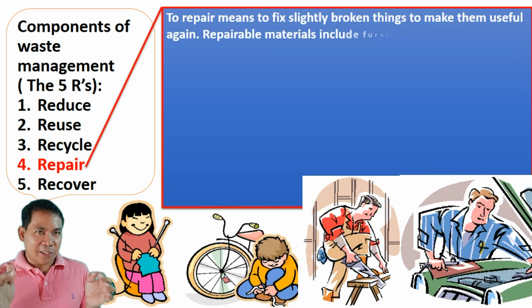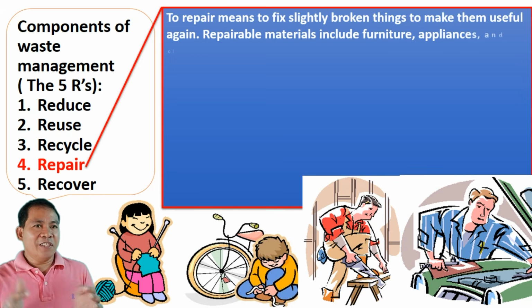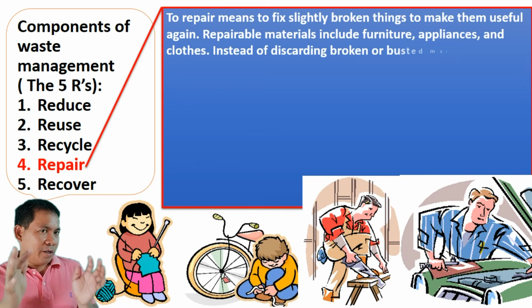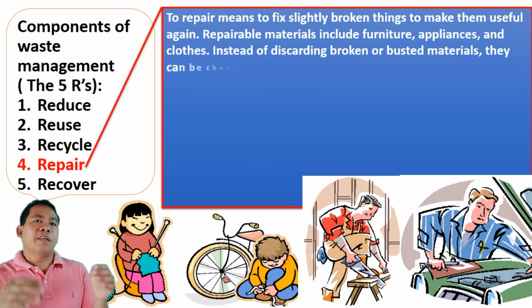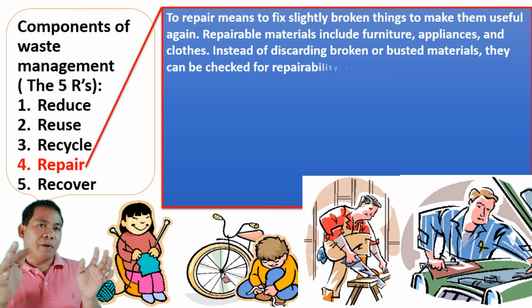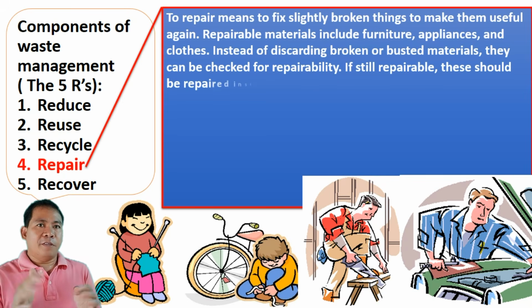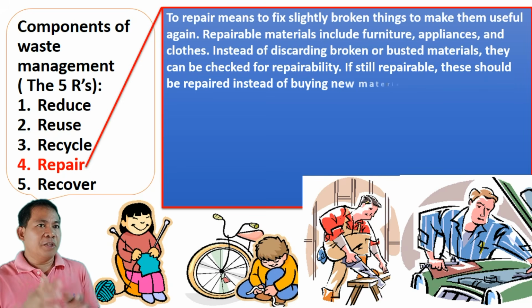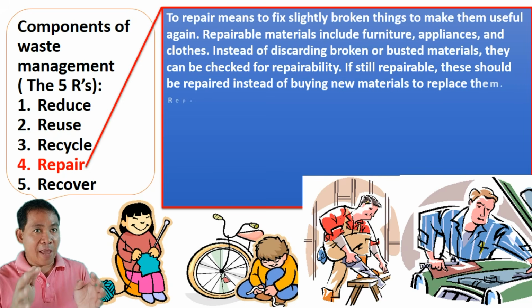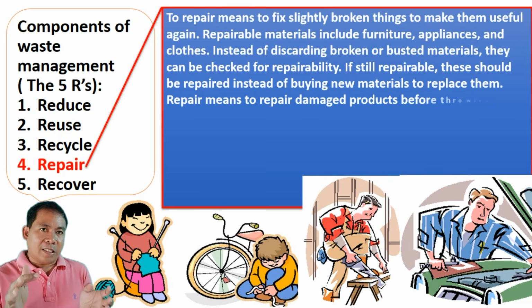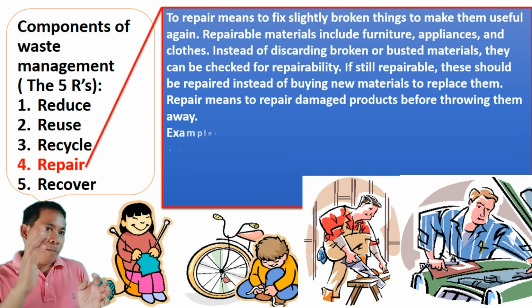Repairable materials include furniture, appliances, and clothes. Instead of discarding broken or busted materials, they can be checked for repairability. If still repairable, this should be repaired instead of buying new materials to replace them. Repair means to repair damaged products before throwing them away.